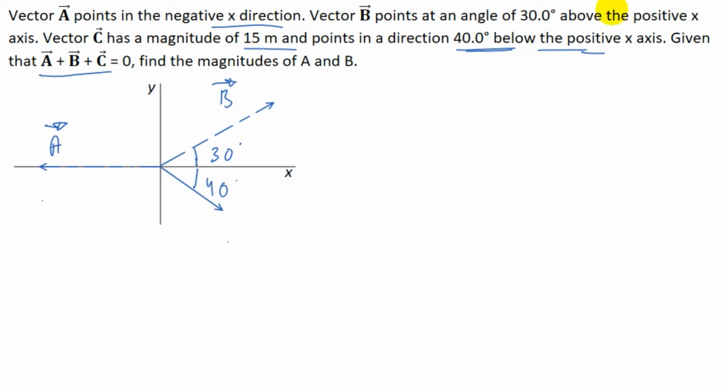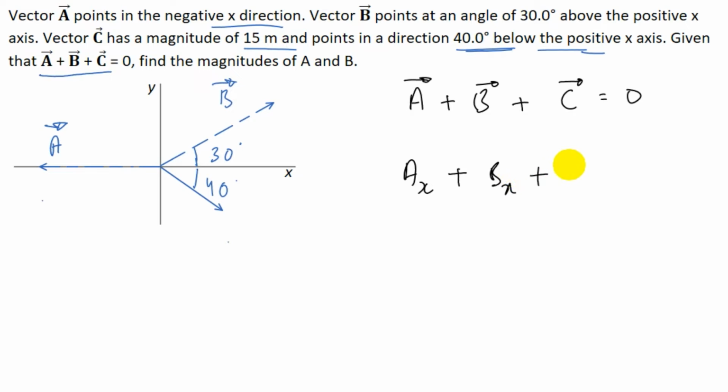Now because it is given that vector A plus vector B plus vector C is equal to 0, we can say that the x and y components of the vector independently should be equal to 0. What I want to say is that the x component of vector A plus the x component of vector B plus the x component of vector C should be equal to 0. Similarly, Ay plus By plus Cy should also be equal to 0. Now we'll be using these two equations to solve this problem.